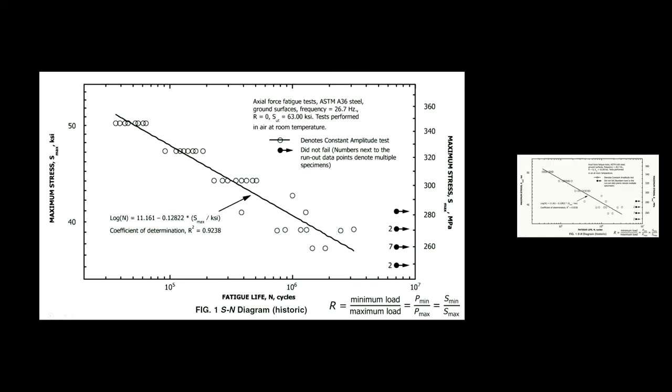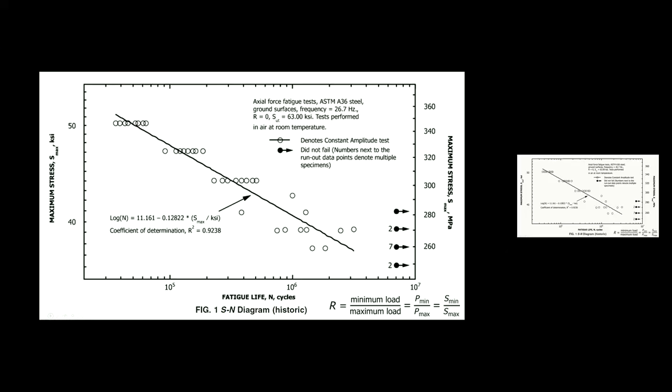So here's what they provide as an example of a really good SN diagram that has everything on it. The first thing you'll notice is that it has data, and it has many, or a decent number of, replicates at each stress level.